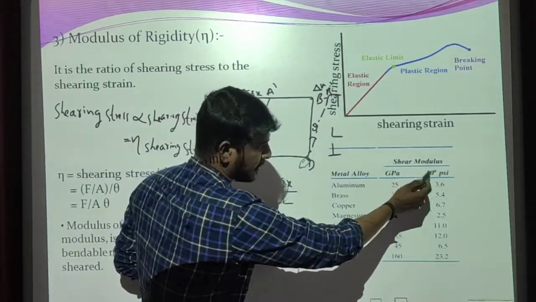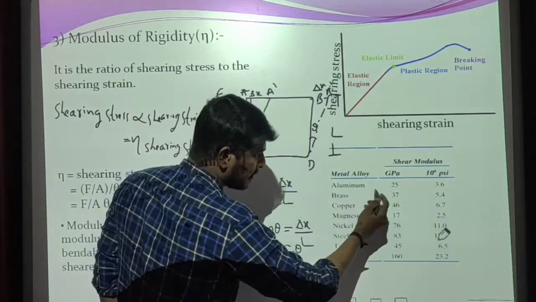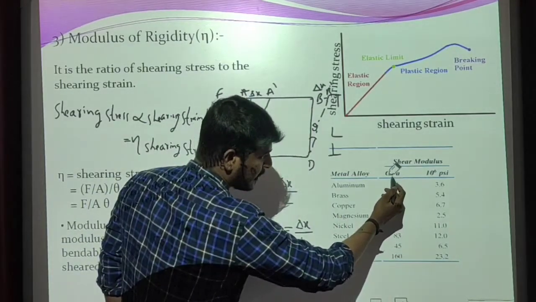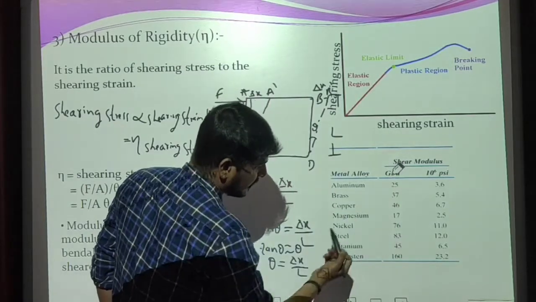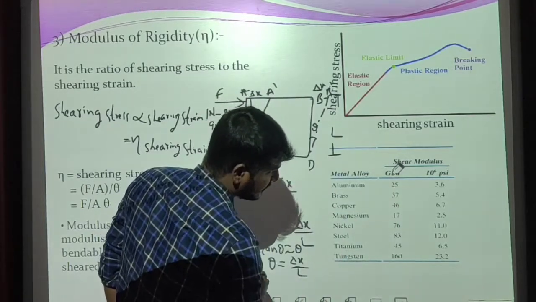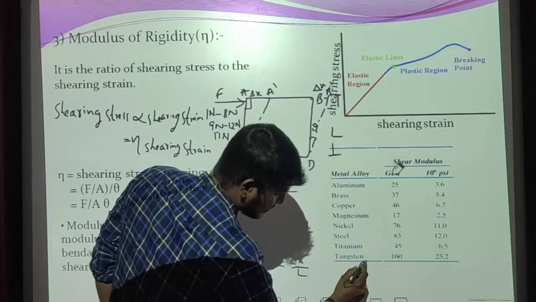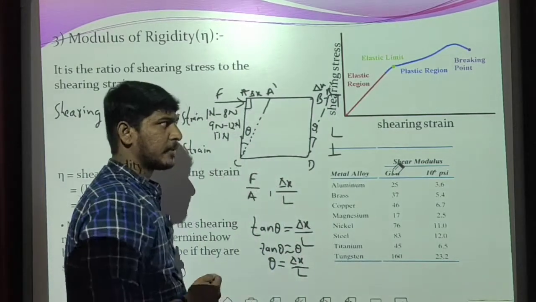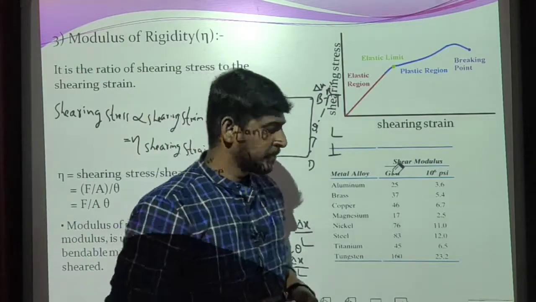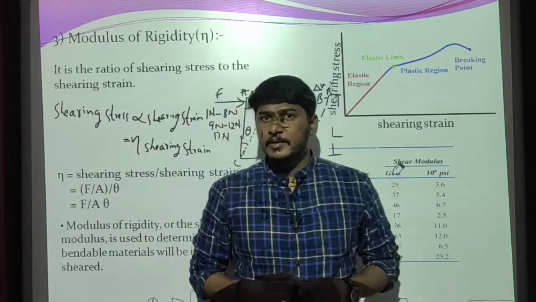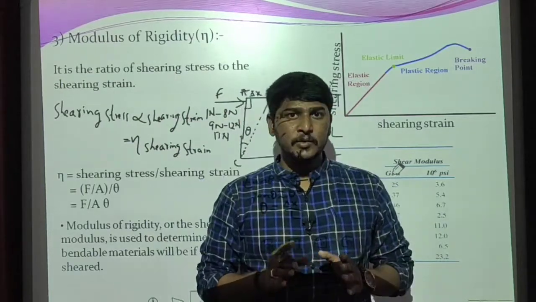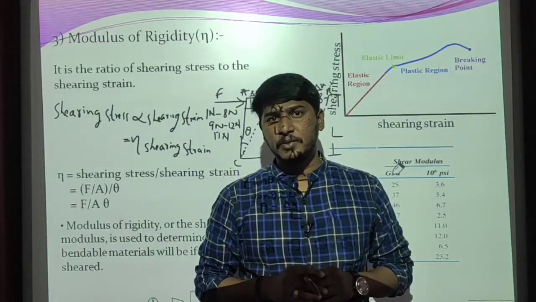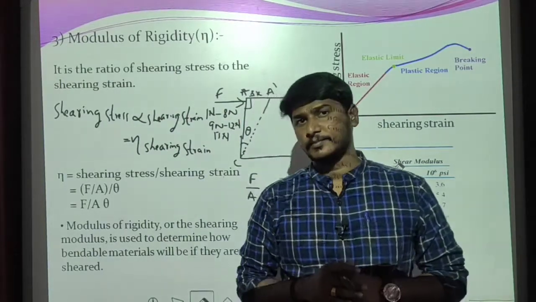Here in this chart we can see the shearing modulus for materials: for aluminium it is 25 gigapascal, for brass it is 37 gigapascal, for steel it is 83 gigapascal, and for tungsten it is 160 gigapascal. Okay, what is modulus of rigidity? It is the simple ratio of shearing stress to the shearing strain.